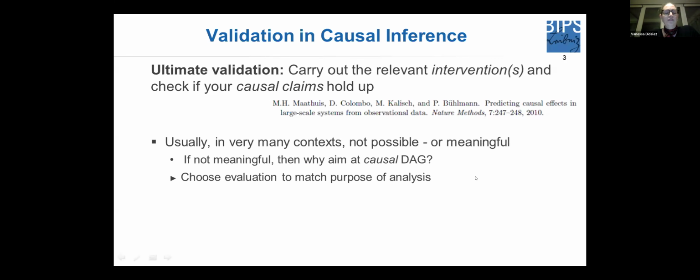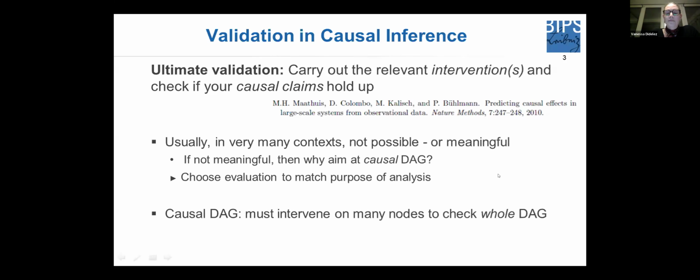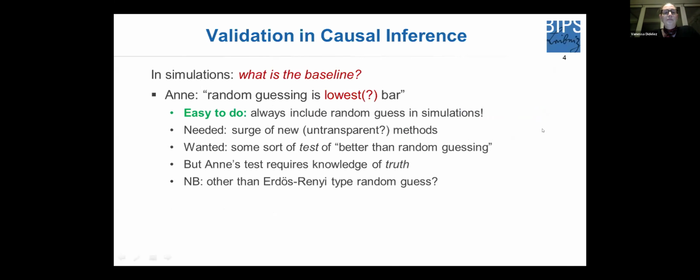I recommend this nice paper. So in many contexts, this is not possible. It may not even be meaningful, but then the question could also be, if it's not meaningful, why do we construct a causal DAG? In any case, we should choose the evaluation that matches the purpose of the analysis. In a causal DAG, if we want to validate this, we must intervene on very many nodes if we want to check the whole DAG. So it's not just that simple.